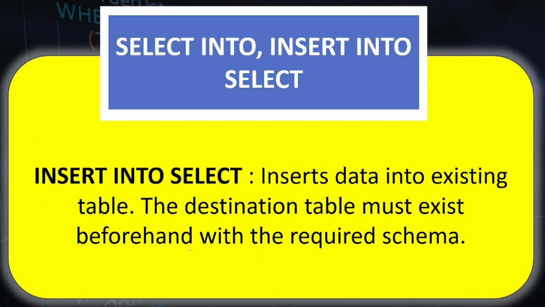Make sense? If you're talking about insert into select, which is the second command, we have not seen the example, but let's define it. Insert data into an existing table. So the basic difference is that select into doesn't require a destination table to already exist, but insert into select requires a destination table to exist. If there is no destination table, it will fail. The destination table must exist beforehand with the required schema, and the table structure of the source should match the table structure of the destination. Make sense? So this is how we define both of them.